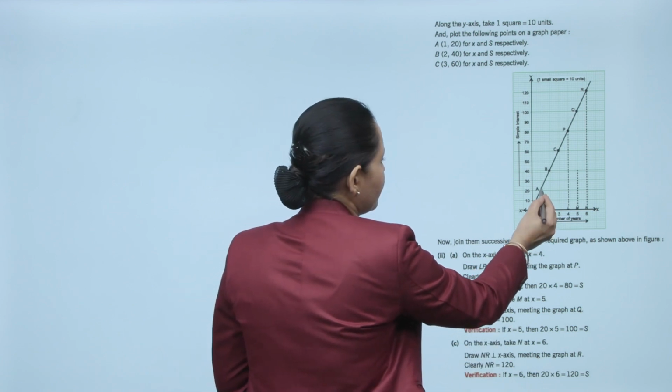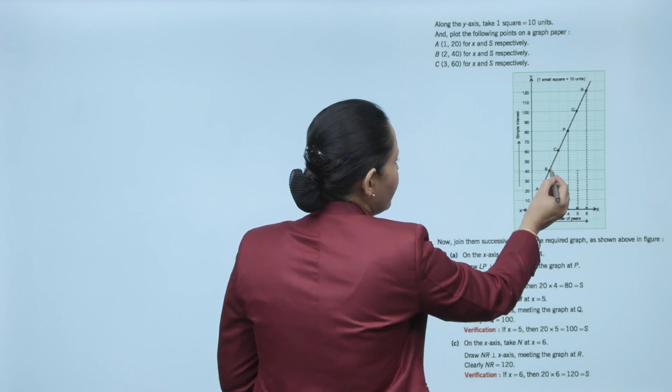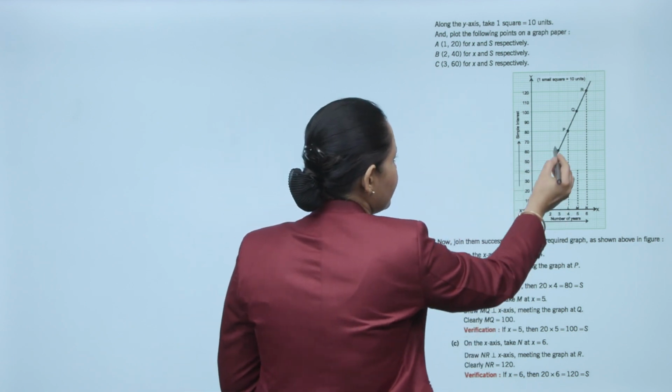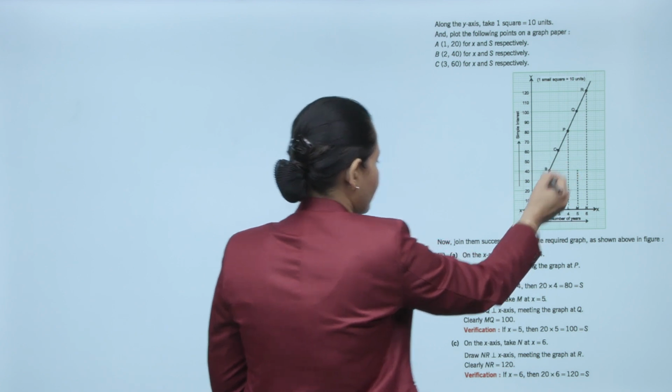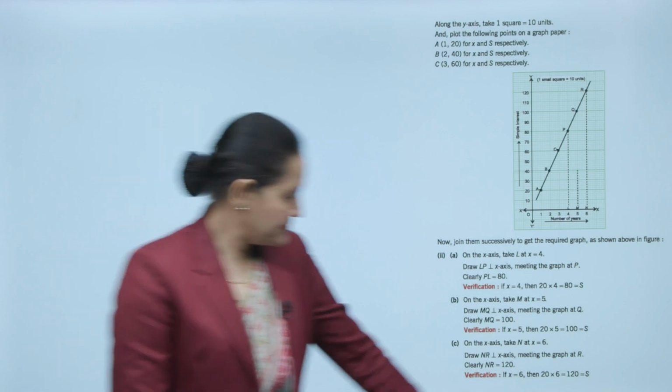Now we'll plot the graph for point A, 1 and 20. This is point A. B, 2 and 40. This is point B. For C, 3 and 60. Now we'll join them. Like this, we will draw the graph.